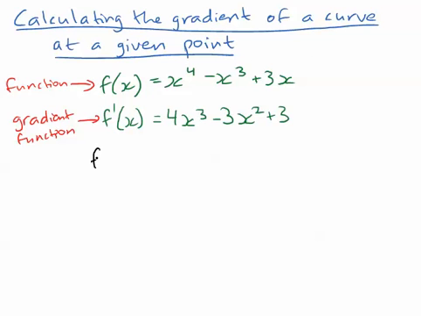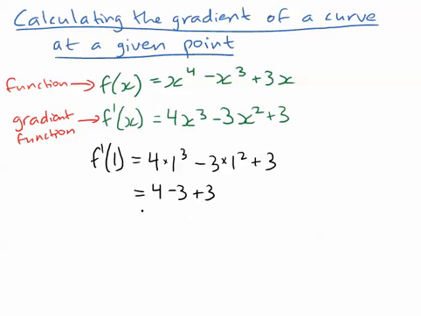So for example, at the point x equals 1, we can write f prime of 1. That means that x equals 1, and we're calculating the gradient function at this point. All we have to do is substitute 1 for x. So every time we see an x, we're going to put 1 instead. So we've got 4 times 1 cubed minus 3 times 1 squared plus 3. And we can calculate this bit because 1 cubed is just 1. So we've got 4 minus 3 plus 3, and that's just equal to 4. Which means that the gradient of this function when x equals 1 is 4.